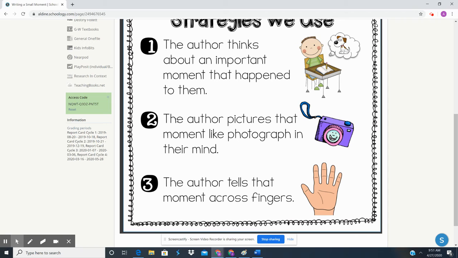Now I want you to do number two. The author pictures that moment like a photograph in their mind. So you have your moment. Sit and picture it before you pick up your pencil. Picture it. Remember all the details that you can about it. So I decided that I was going to write about my sister and holding my sister for the very first time. So I'm going to close my eyes and picture myself holding my sister and remember everything that was going on.